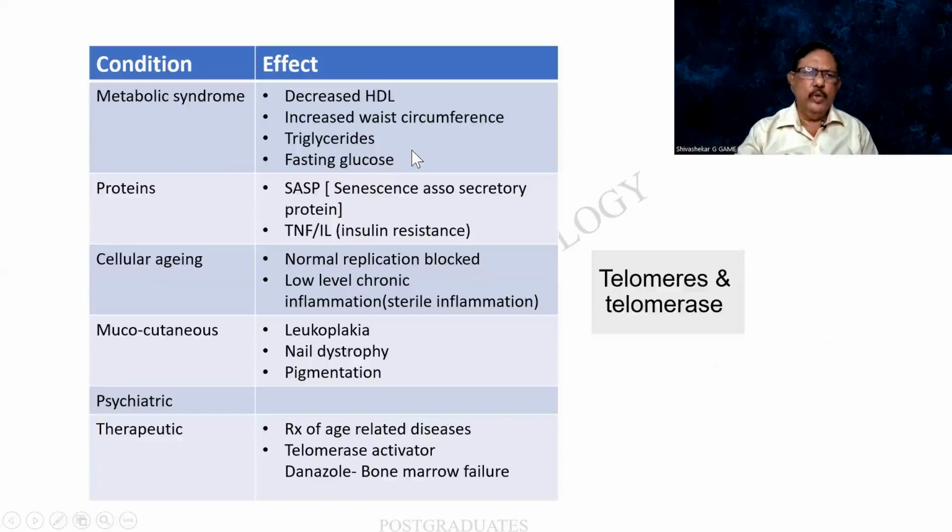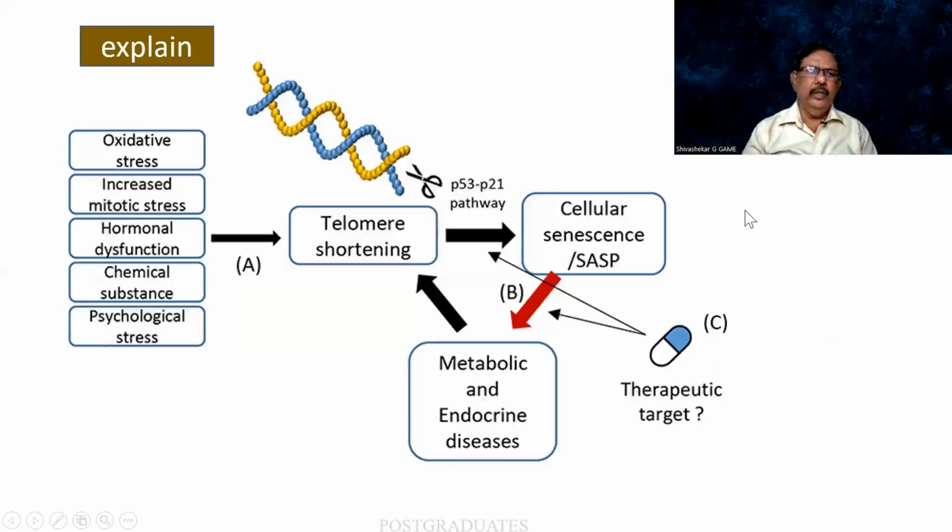triglycerides, fasting glucose. So obviously they are dealt with in diabetes. Proteins, SASP. This is important. You'll have to make a mention of it. Senescence associated secretory protein. And TNF and interleukin are all related to it. Insulin is one such thing. Cellular aging is over here, and mucocutaneous. This is an important syndrome I'll be touching upon, the leukoplakia, nail dystrophy, and pigmentation. Psychiatric disorders also come into it, and the treatment for the various age-related disorders. This is again, I would like you people to kindly explain.